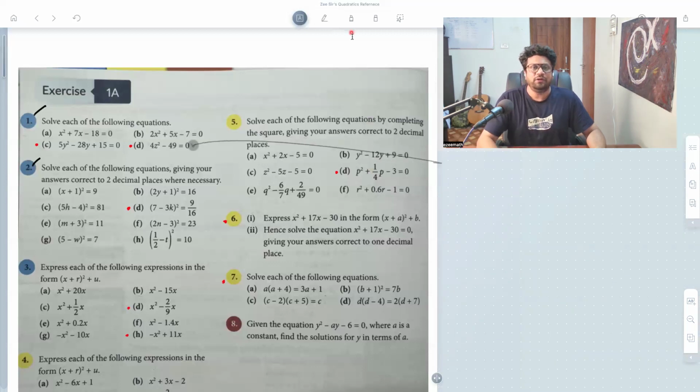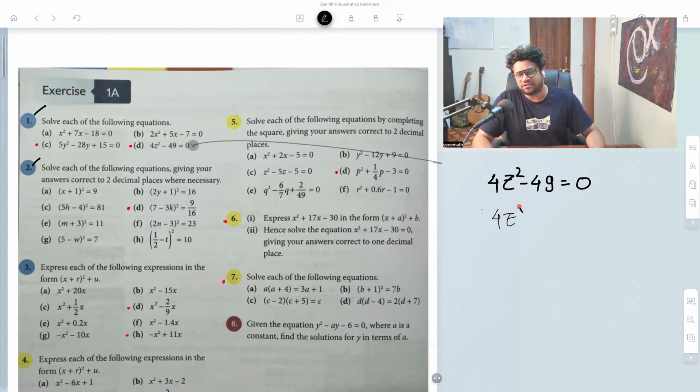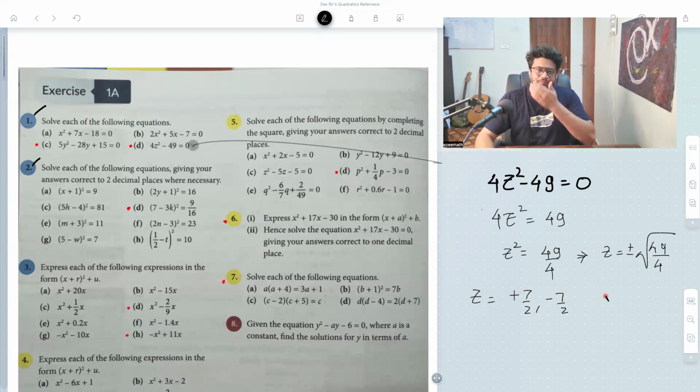How about we do something else and still get the same answer? Well, if 4z square minus 49 is 0, 4z square will come out to be 49. Well, z square in that case will come out to be 49 by 4, and that gives me z equals square root of 49 by 4. Remember, you need to put a plus and a minus out there. Well, z again in that case would come out to be plus 7 by 2 and minus 7 by 2. That's also an easier way of doing it.